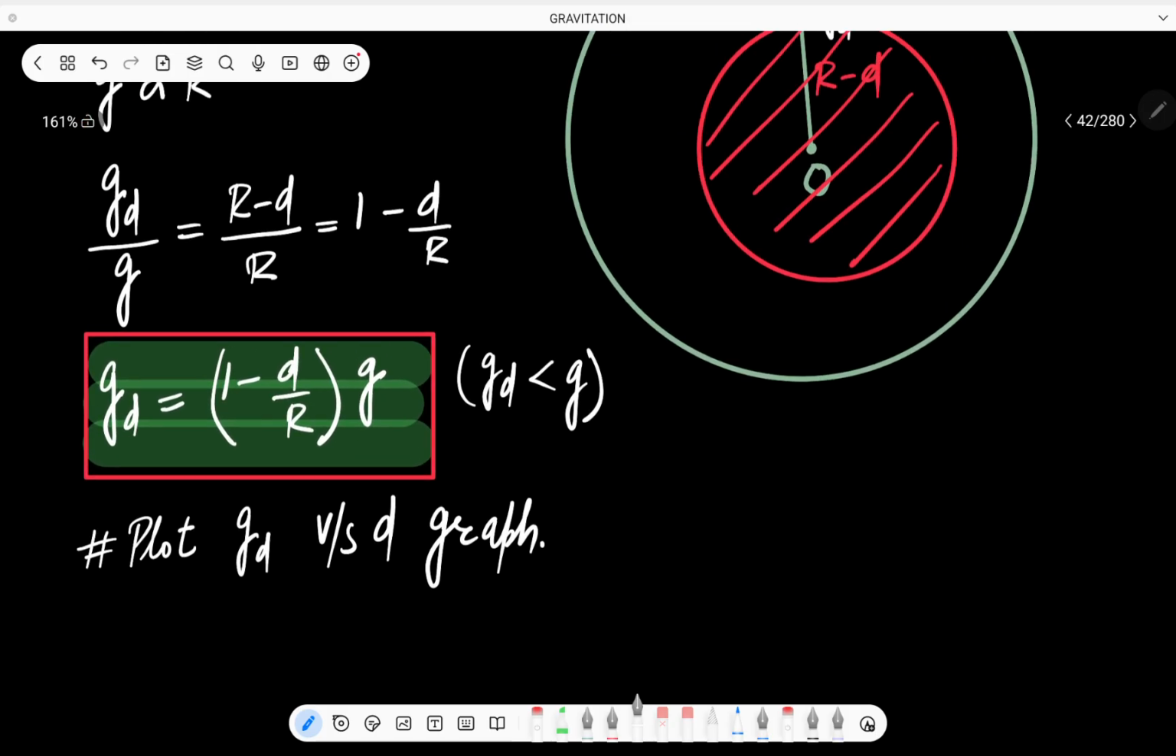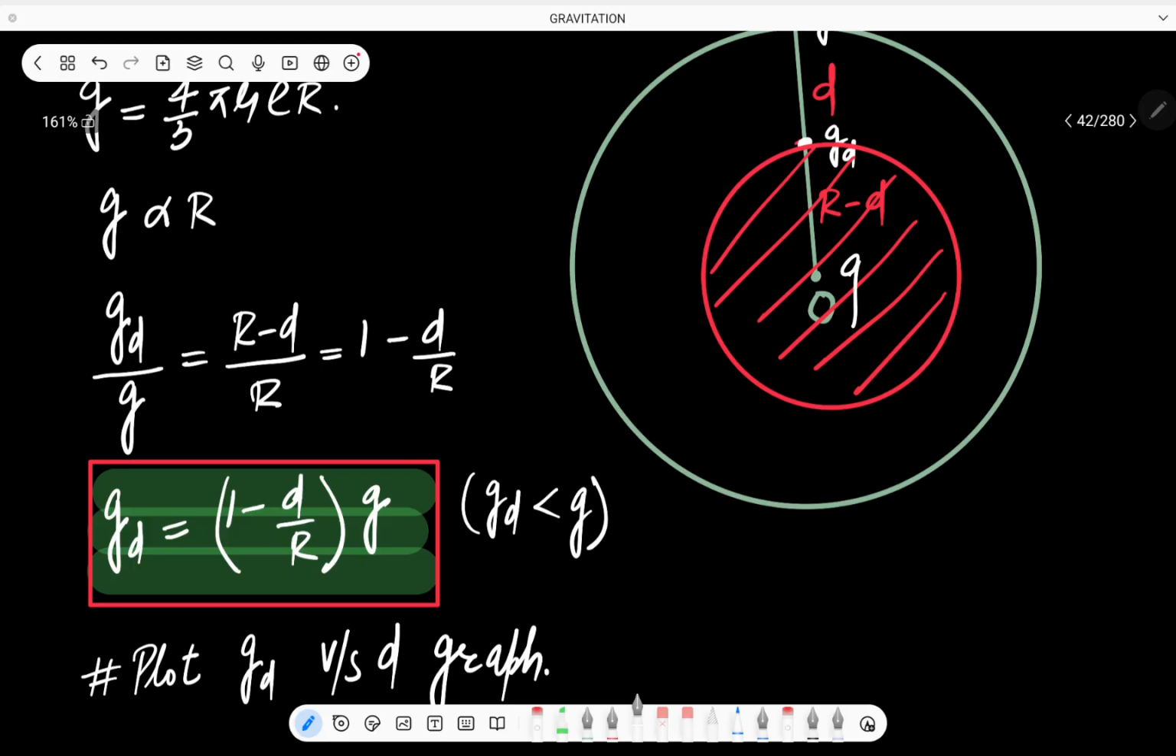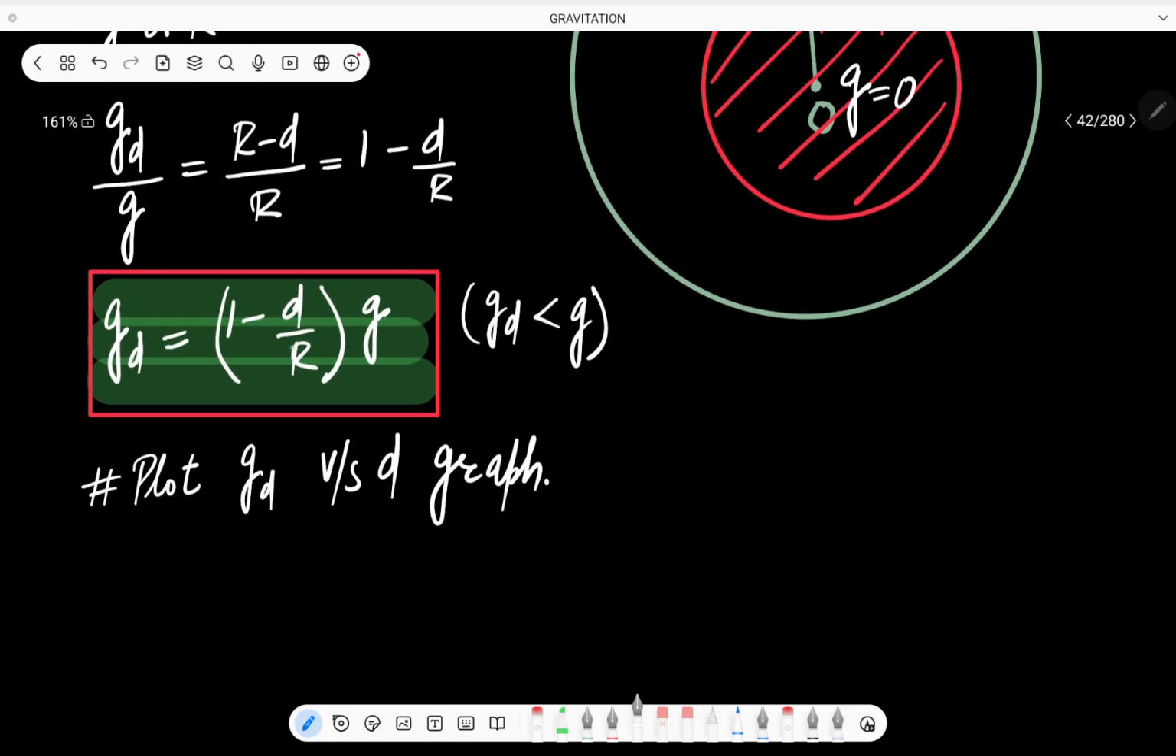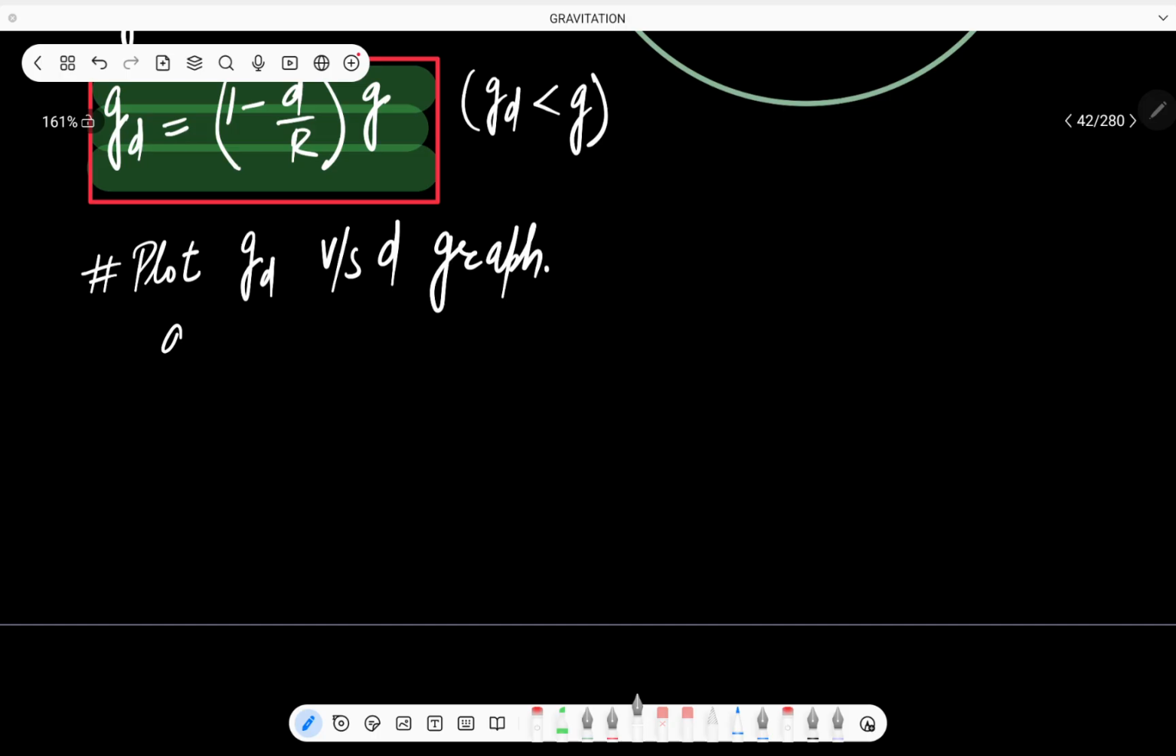So tell me one thing, my dear students. What is the value of acceleration due to gravity on the center of Earth? Sir, that is 0. How? Because you can easily put at the center of Earth d is equal to r. If d is equal to r, then 1 minus 1 is 0. Hence acceleration due to gravity at the center of Earth is 0. What about acceleration due to gravity on the surface of Earth? Sir, that is g.